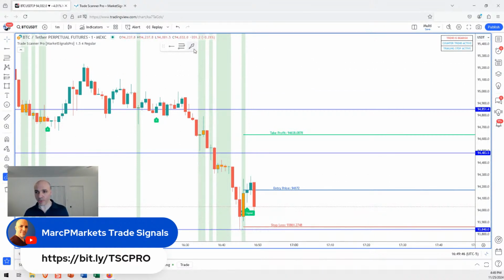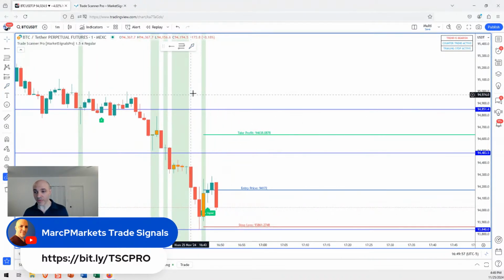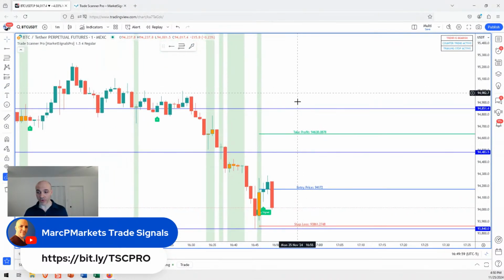You can also use price structure as sort of a guide too. Notice we have these lower highs, right? Lower lows. I don't have a higher low anywhere in here yet, right? So if this candle happens to turn into the higher low, then that would really be a strong confirmation for this 1-minute long.